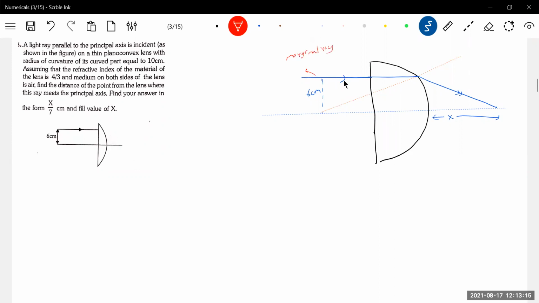Will you apply any formula? No, we don't use any formula. We should just stick to the basic geometry and calculate where it will strike. Okay, now get into the mathematical part.